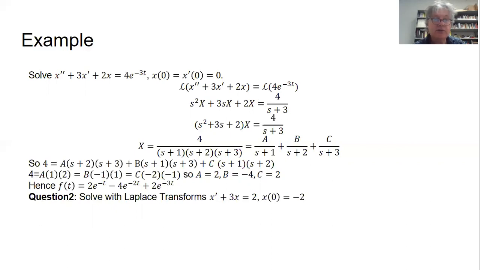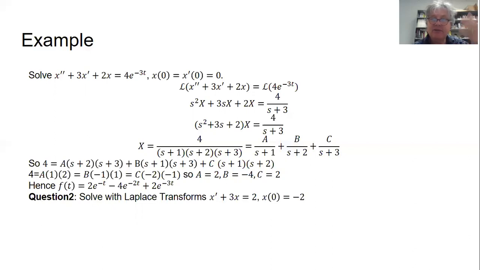And that gives you the solution. And again, you can kind of tell that it is the solution, right? Because we plug in 0, we're going to get 2 minus 4 plus 2 is 0. Take the derivative, we get -2 plus 8 minus 6. Again, that's 0. 2e to the minus 3t is the particular solution, right? And 2e to the minus t minus 4e to the minus 2t was the homogeneous solution. So everything works out as per usual, as you would have done with the method that we've done.